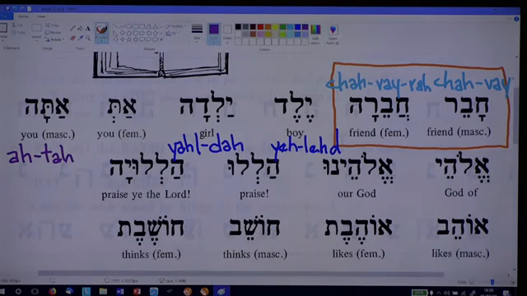Atah. And the hey is just there. It also lets us know it's the masculine, because in the Hebrew scrolls there are no vowels. So we know that atah means masculine "you," and this is at.